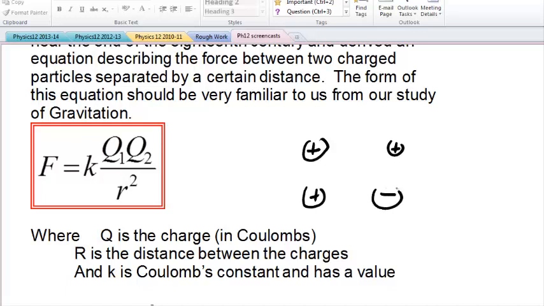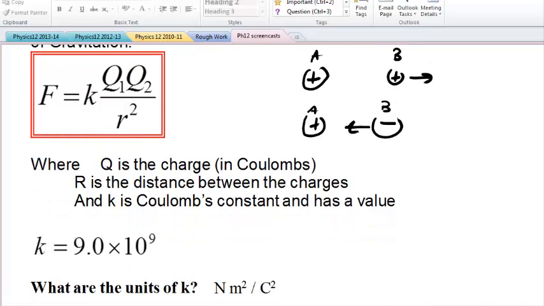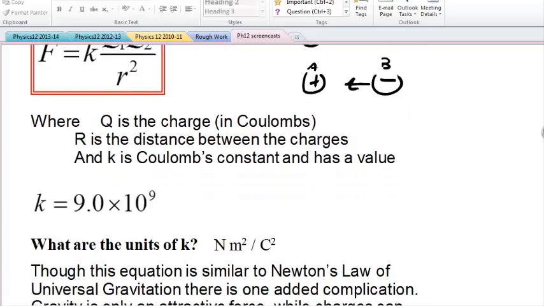So in the first case, we know that the force of A on B means that B will be pushed away. There's a force going to the right. For the other one, B is attracting the negative charge, A on B. So in this case, it's going to be a force to the left. Now, just like gravitational law, we had a constant. For Coulomb's law, our constant is 9 times 10 to the 9 newton meters squared per coulomb squared.